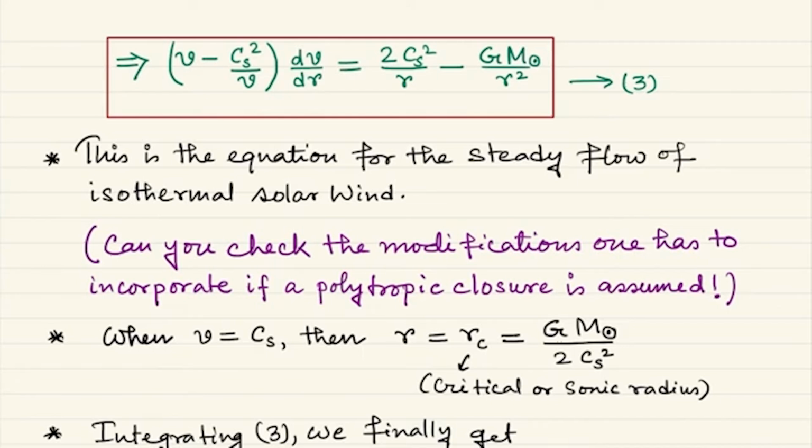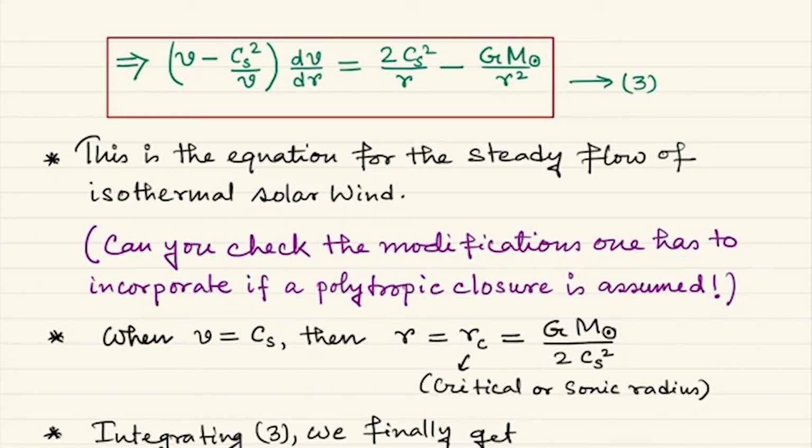Now in this total equation, this is the Parker's equation for the isothermal solar wind, considering this as a steady flow. This is the flow equation. But velocity is non-zero, so velocity should have a gradient with respect to the radial coordinate, right?